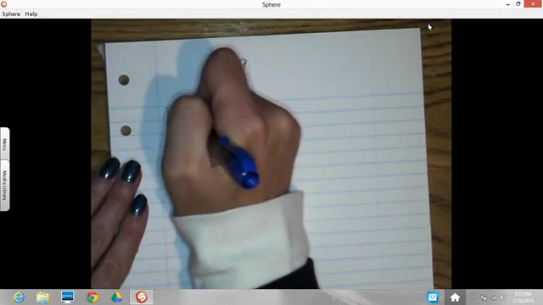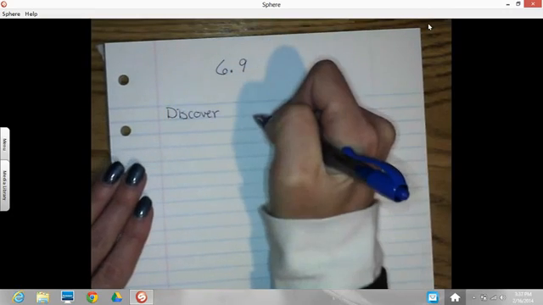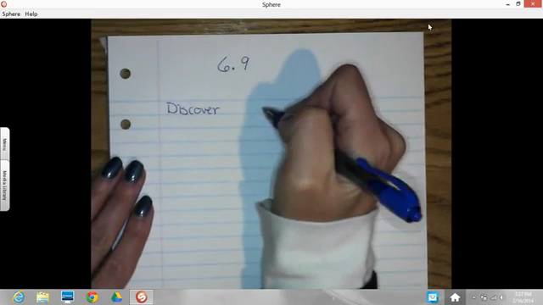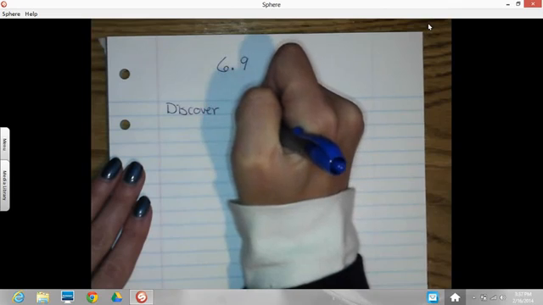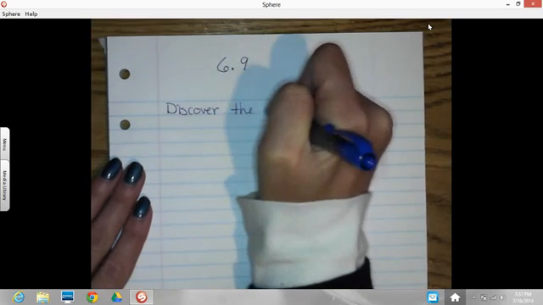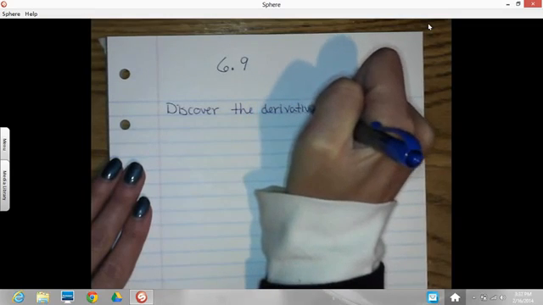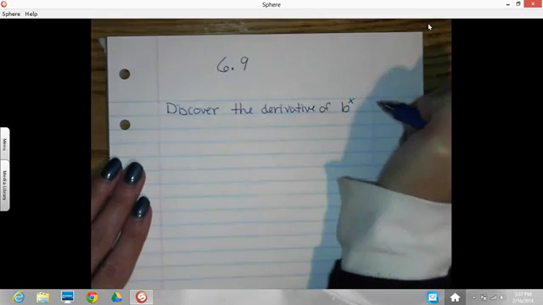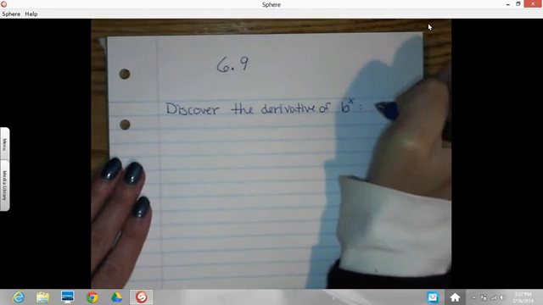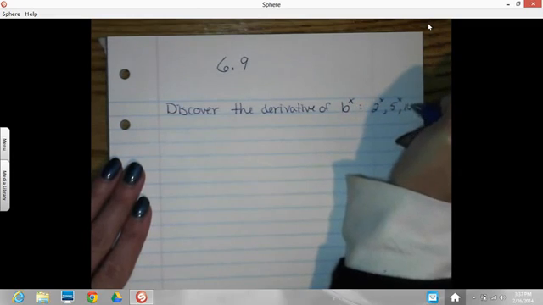We're going to discover 2 rules today. We've been doing this the long way. Now we're going to come up with a little rule that we can put on our blue sheet. Discover the derivative of b to the x. Some number raised to the x power, like 2 to the x, 5 to the x, 10 to the x.